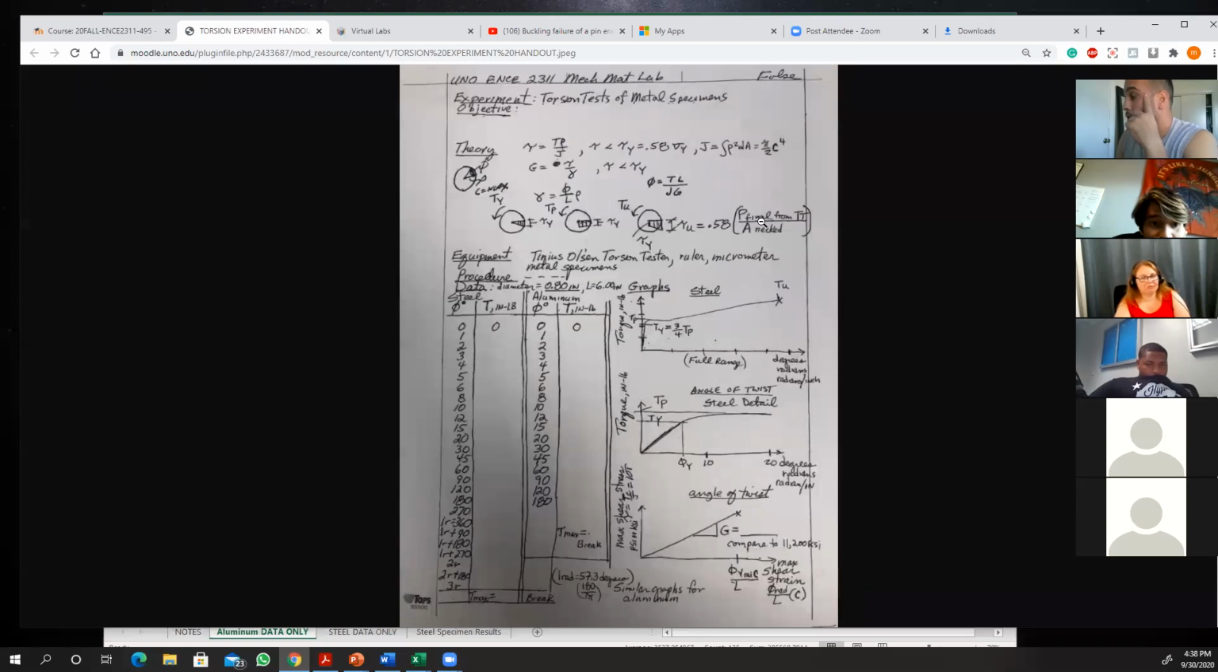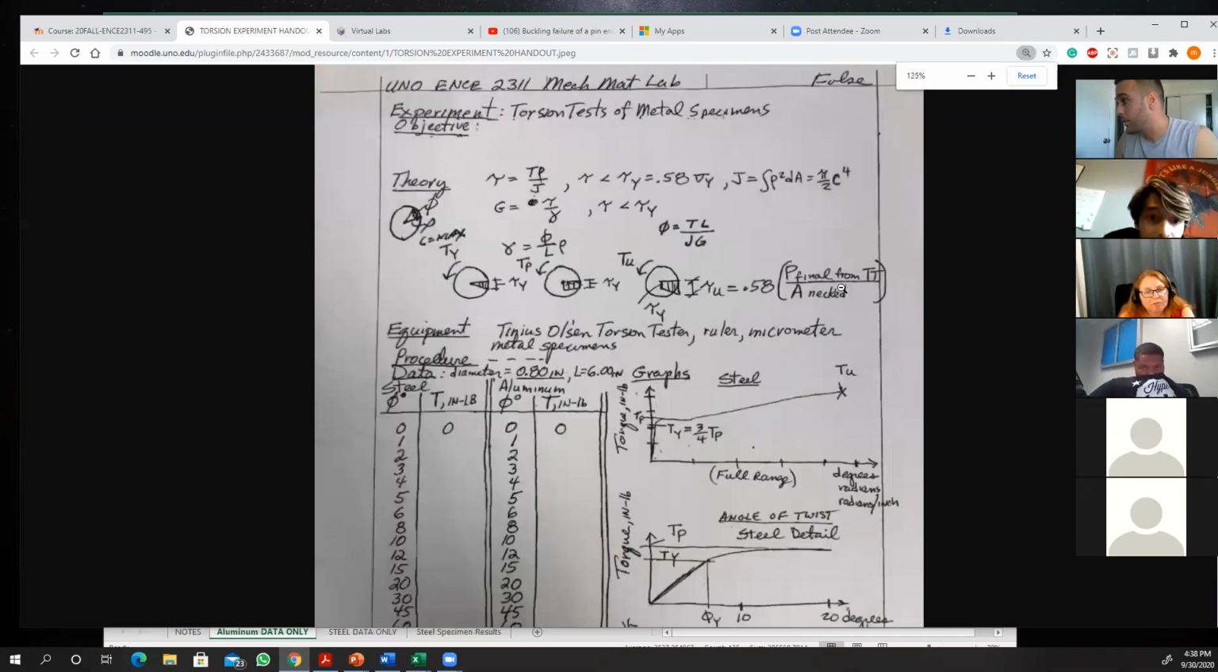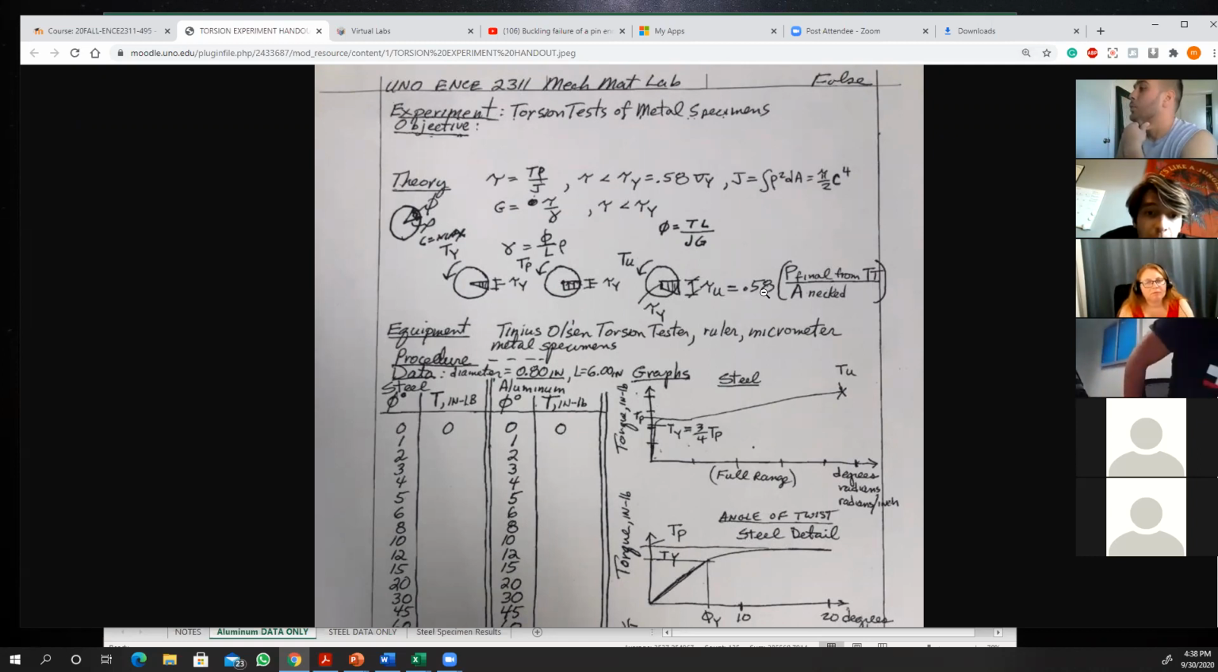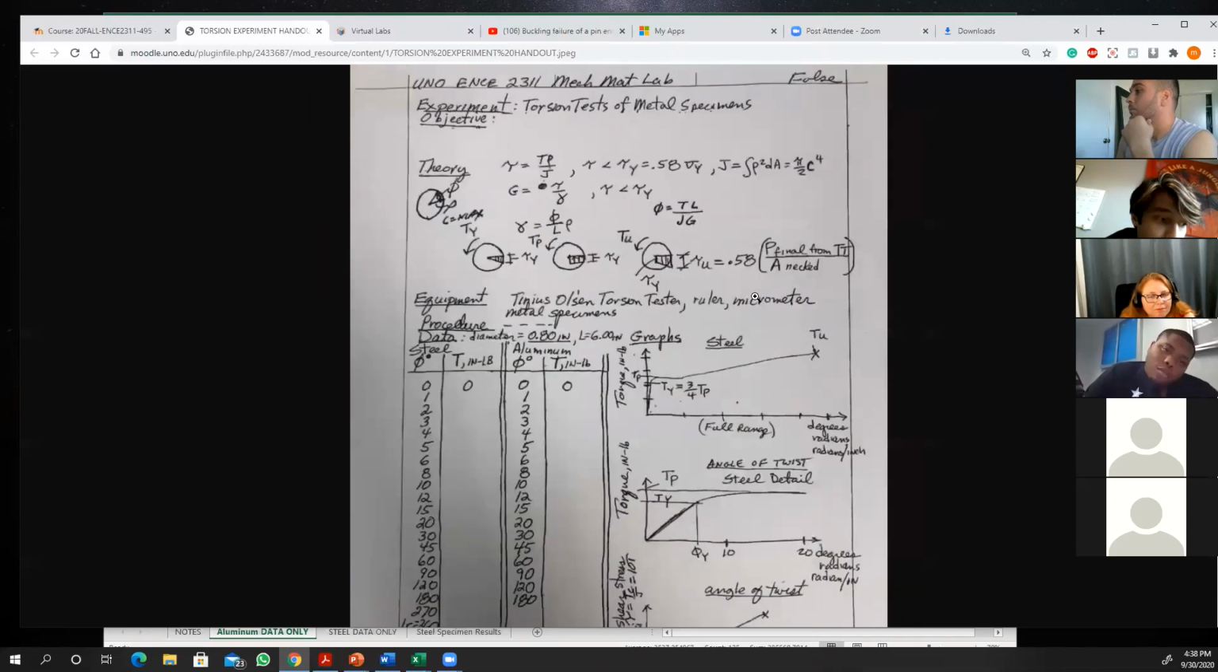And this was answering your question also, Piero, it is 0.58 times the P final from tensile test, TT. TT means tensile test, tensile experiment. If you go back to your tensile experiment and get your tensile strength and multiply by 0.58, it's going to give you your shear yield strength right here. It's tau y. That's what you're going to get. But you're not required to do the calculations.